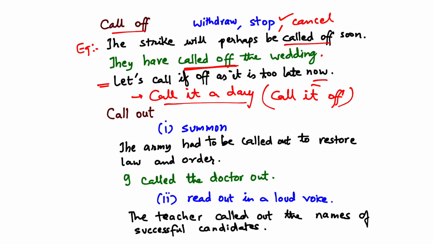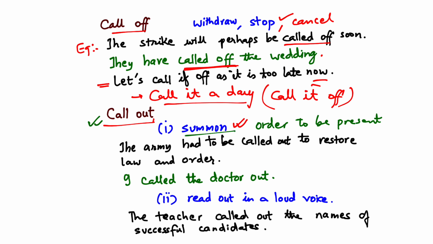Then we have another term, that is call out. Call out means summon. And what does summon mean? Summon means you order somebody to be present. So you order somebody to be at a particular place. So the meaning of call out is to summon.